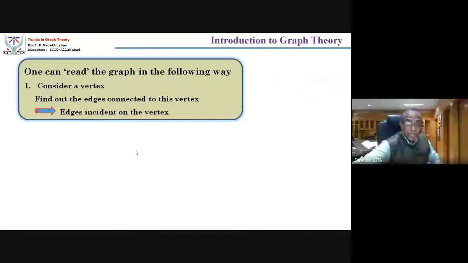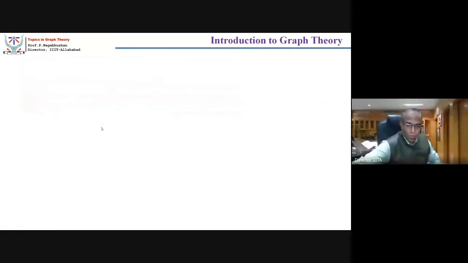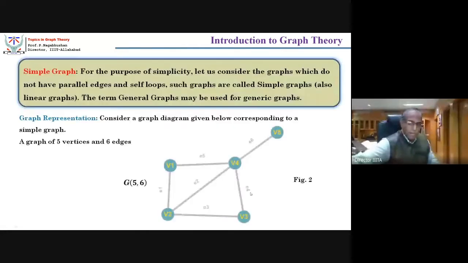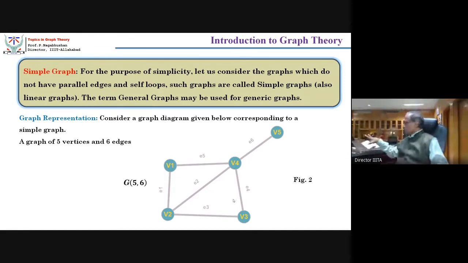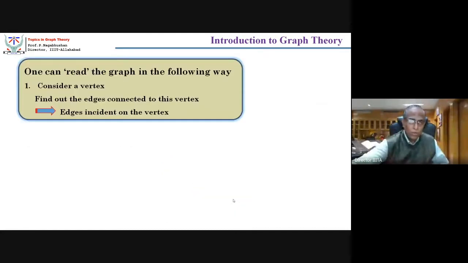So one can read the graph. Now let me see how to read this graph. My next part is a slow transition into representation of the graph. Let's see how we can read the graph. Is that visible? Okay. One can read the graph in the following way. See that I have put "read" within quote marks.